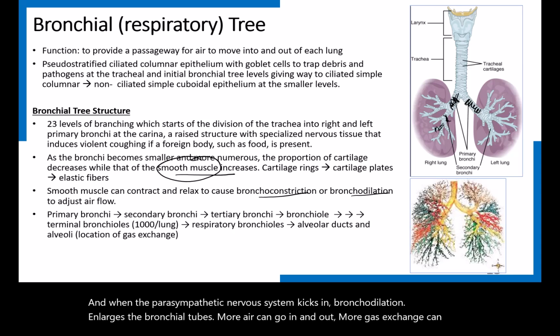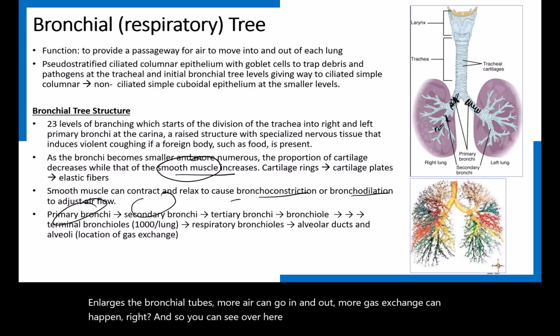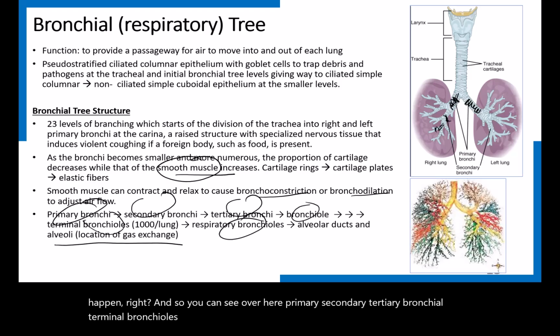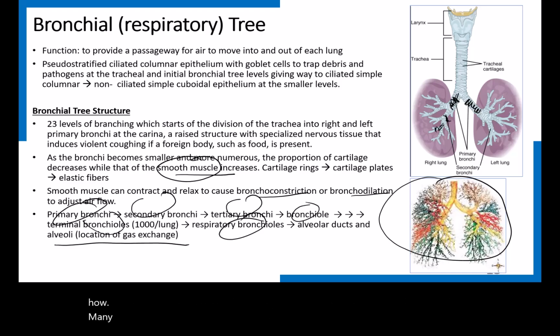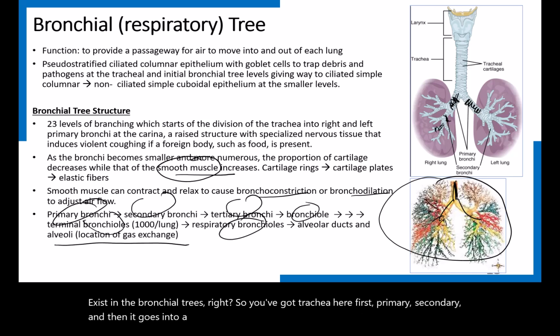Right? And so you can see over here, primary, secondary, tertiary bronchi, terminal bronchioles, respiratory bronchioles, and then down to the alveolar sacs, the ducts, and the alveoli itself. This is a lovely picture because it shows you just how many levels exist in the bronchial tree, right? So you've got the trachea here, first, primary, secondary, and then it goes into many different levels. So it looks like a tree. That's why they call it the bronchial tree.